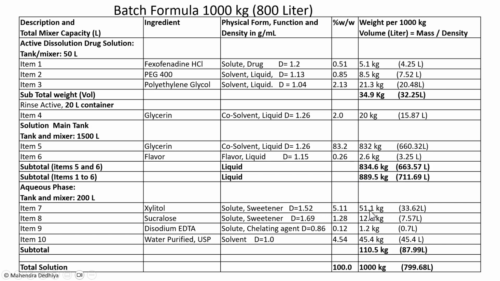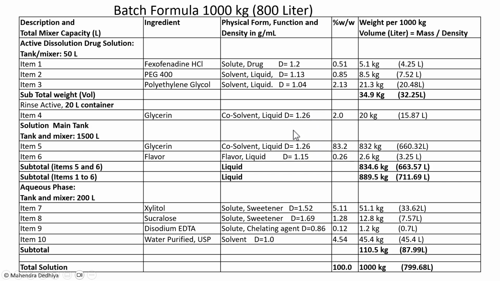Aqueous phase is made on its own. Total weight is 110.5 kilos. So at each step, convert that into volume by using volume in liters equals mass over density. And the volumes are listed in parentheses. Total volume of the batch is 799.68 liters. In this case, the density of glycerin is 1.26 based on the literature value.